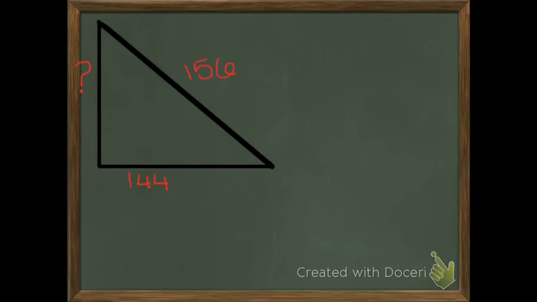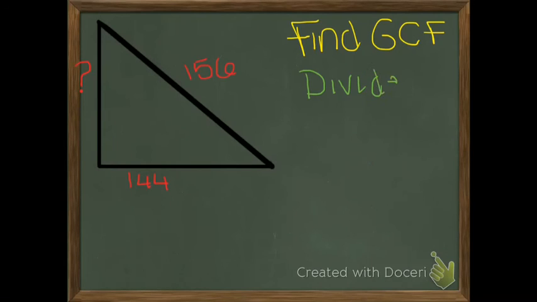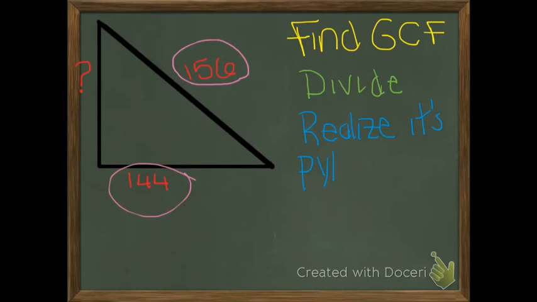So suppose you have a question like this. How would you find b? The first thing you would do is find the GCF of 156 and 144. Then you would divide the two numbers by the GCF. After doing so, you would realize that it's a Pythagorean triple, which makes life a whole lot easier. Then you would multiply this side by the GCF.